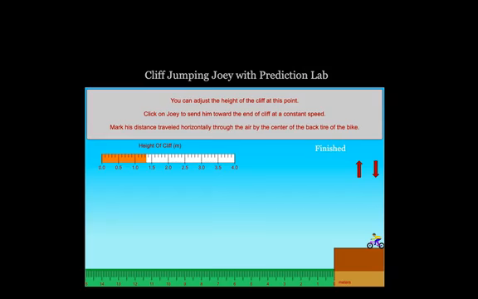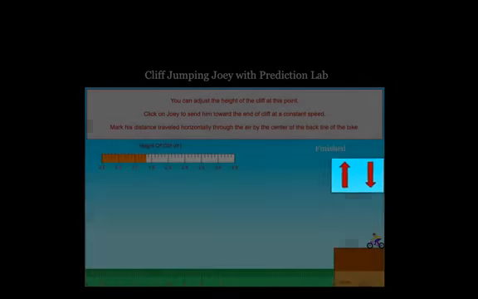The Cliff Jumping Joey lab activity can be used to determine the relationship between the height at which a projectile is launched horizontally and the range of the projectile. In order to change the height of the cliff, click the red arrows on the right side of the simulation.